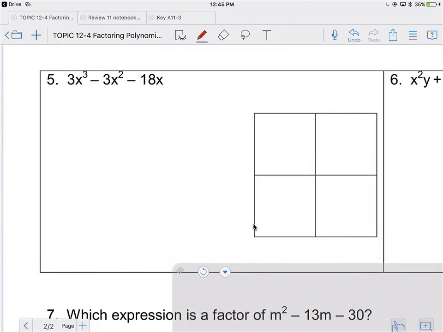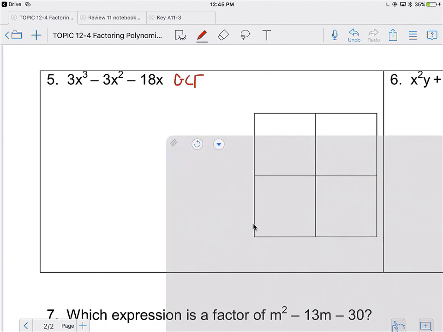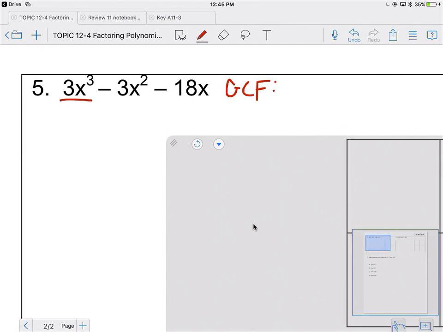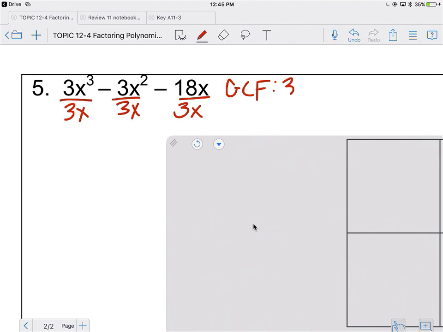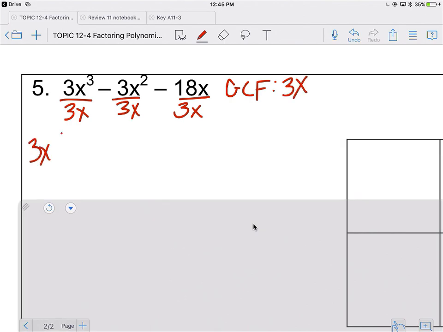On the back, I have another GCF. When I look at all of these, we have the number 3, the number 3, and the number 18. They all share a 3. As I continue looking, we have an x cubed, x squared, and an x, meaning they all have an x. So my GCF is 3x. I factor this out and divide. I remember that I subtract my exponents through division.